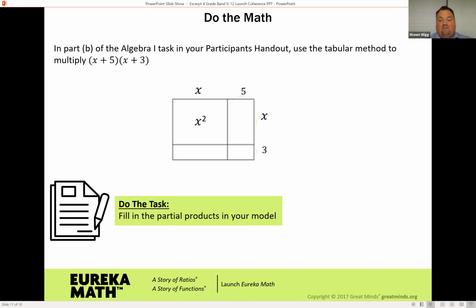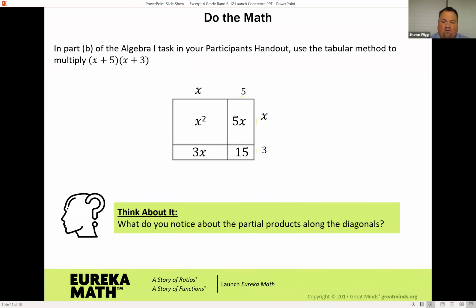So x, you mentioned, was x squared, very good. Our next one is 5x, excellent. Next one, good, 3x. And our final one is excellent. So how does this work when we think about what we did with the area model versus this tabular method? Before, to find our total sum, our total answer, excuse me, we actually added all the partial products.